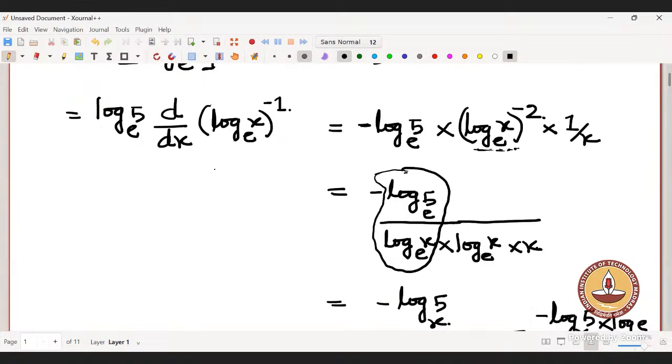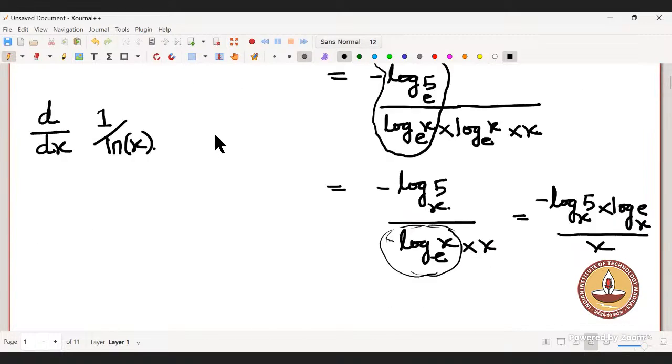Sorry, so you are applying the quotient rule to this one, right? Yes. Correct. Tell me how you have applied the quotient rule.